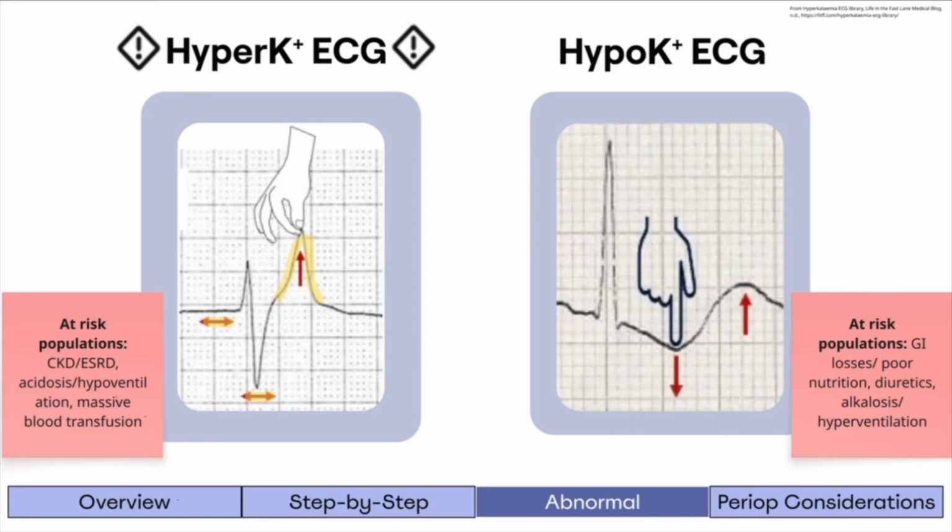Patients with chronic kidney disease, end-stage renal disease, acidosis, or patients who are hypoventilated or have had massive blood transfusion are at high risk for hyperkalemia. Hypokalemia, on the other hand, may present with flattened or inverted T waves, ST depression, and prominent U wave.